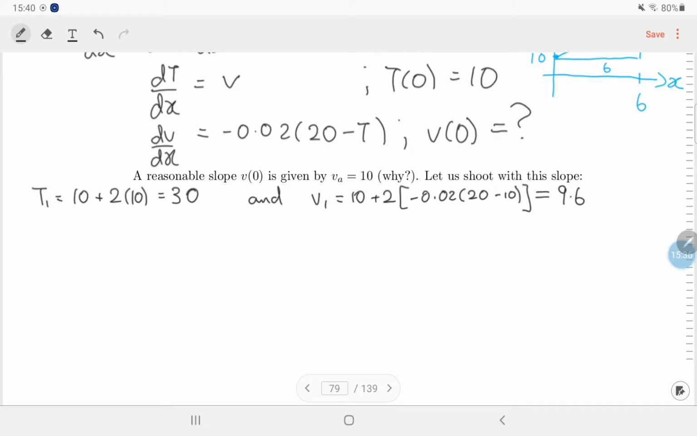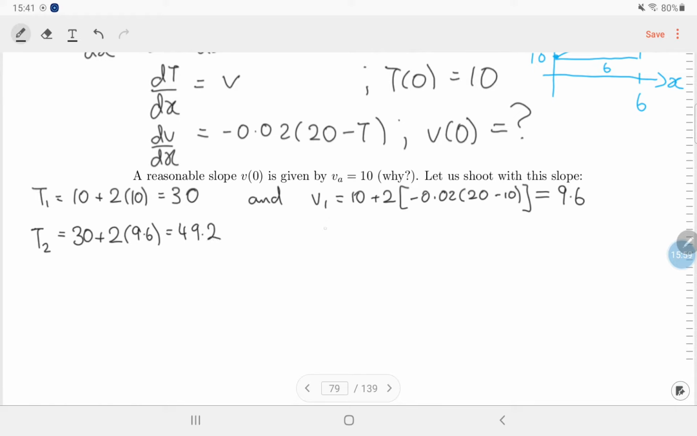Okay, so we go to the next point, T2, and we'll probably put a table at the bottom to explain all this. So it is the previous temperature, which is 30, plus the step size, which is 2, times the previous slope. Now the slope is v, the previous slope is 9.6, and I think that'll give you 49.2.